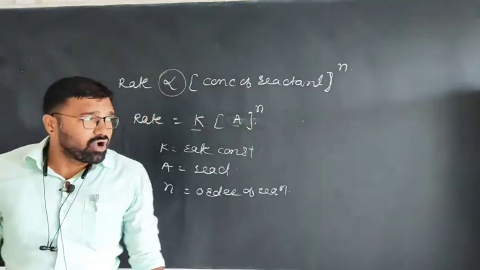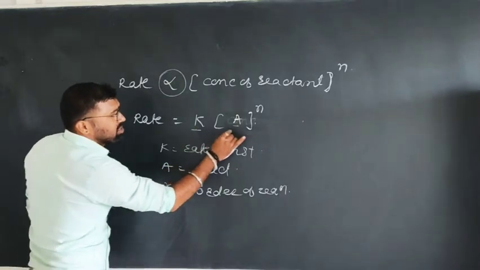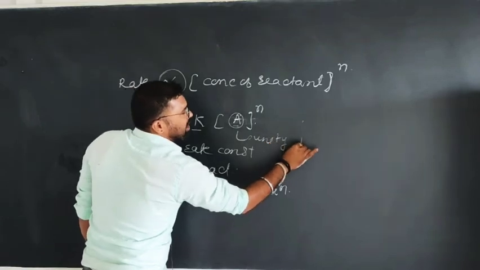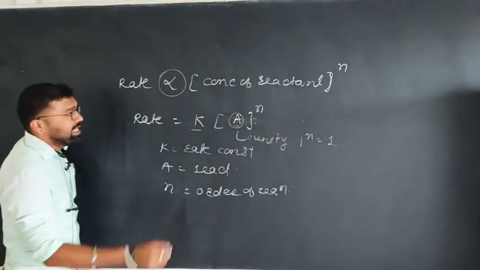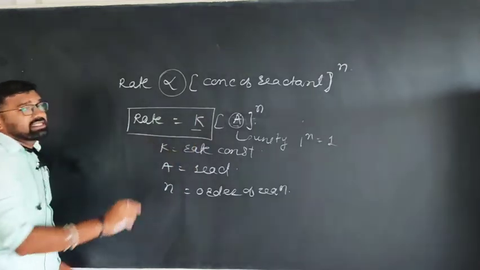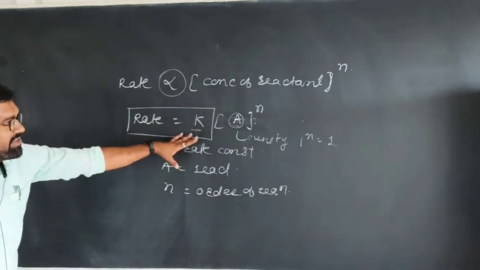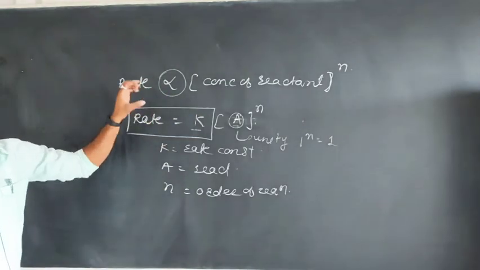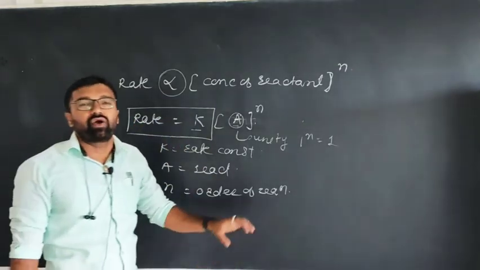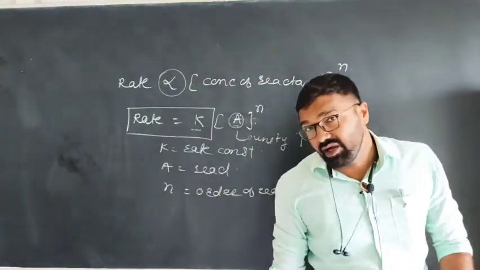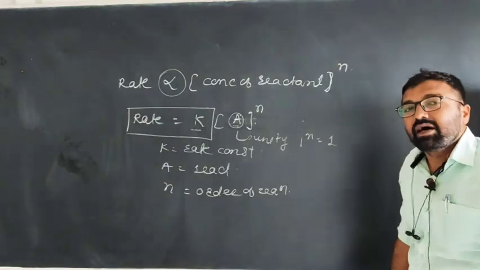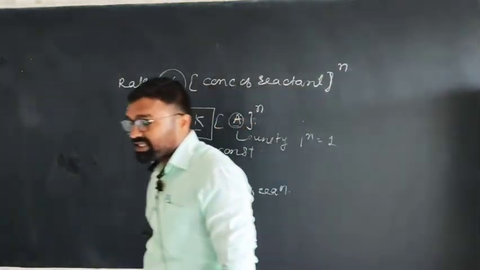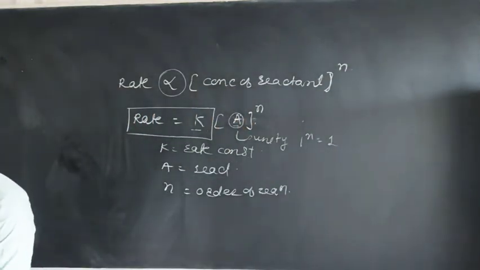So what is meant by the rate constant? Suppose the concentration of A is unity. Then 1 raised to n is always equal to 1. In that case, rate is equal to k, that means rate is equal to the rate constant. So the definition of the rate constant is the rate of reaction when all the reactants are in unit concentration. This is the definition of the rate constant.